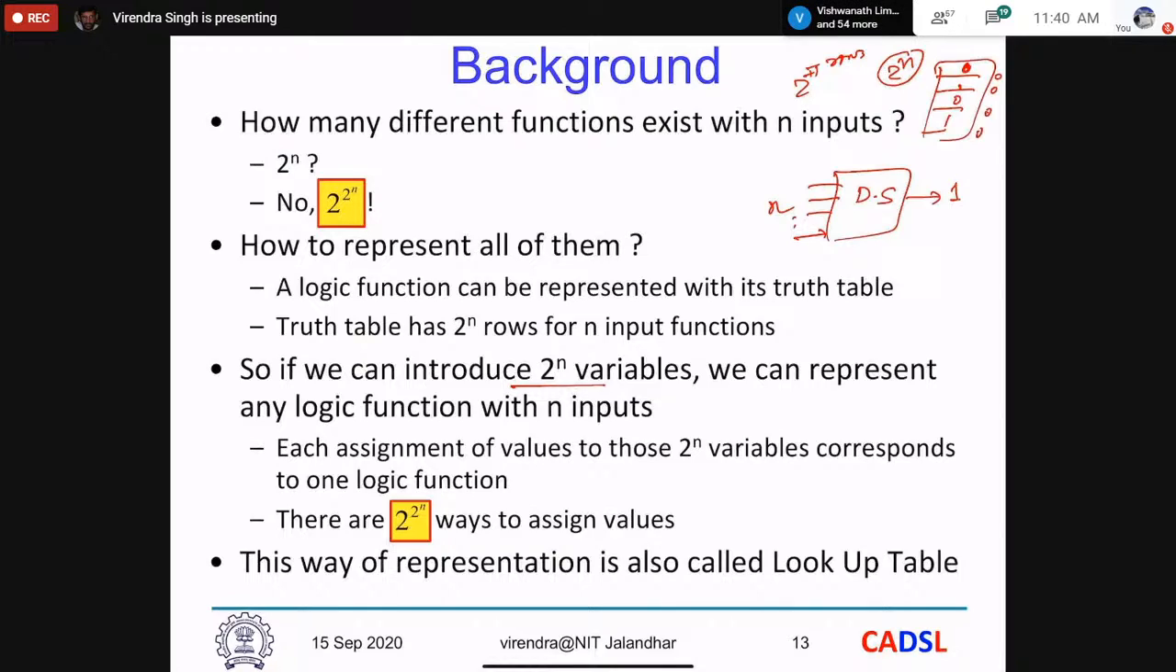Now, we can also do this using a lookup table. I have a lookup table of size 2 raised to the power n. If I fill any random values in that, that would be one function, and this way I can represent any of the 2 raised to the power 2 to the n functions. So lookup table based design is one of the ways to design any logic. It depends on how big a lookup table you can have. Typically FPGAs do that.